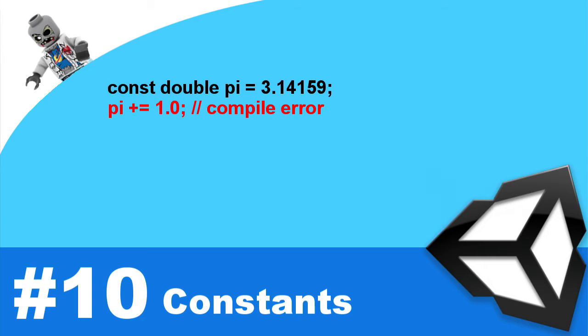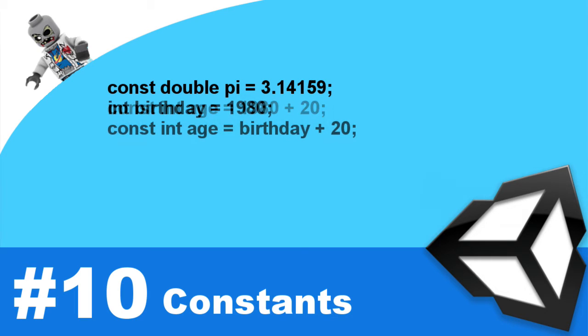Now we can also assign the results of an expression to a const. Let's say, for instance, we wanted to take someone's birthday and then add like 20 years to it. Well, we could do that. We could say const int age equals, let's say, 1980 plus 20. Then the results of that expression will be stored in age. Let's say if we were working with variables, for instance, if birthday equals 1980, we could still do const int age equals birthday plus 20. Now, if we tried to change the age variable in any other way, we would then get a compile error.